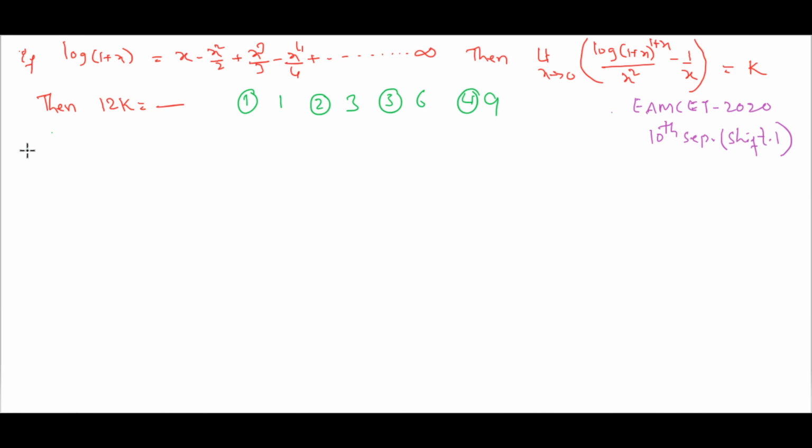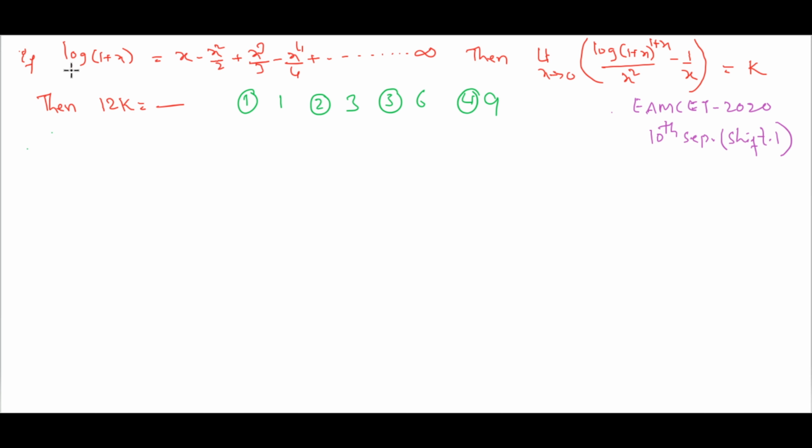If log of 1 plus x is equal to x minus x square by 2 plus x cube by 3 minus x power 4 by 4 plus up to infinity, then limit x tends to 0 of ((log of 1 plus x) whole power 1 plus x) by x square, minus 1 by x, is equal to k. Then the value of 12k is dash. This problem is from EAMCET 2020, 10th September, shift 1.